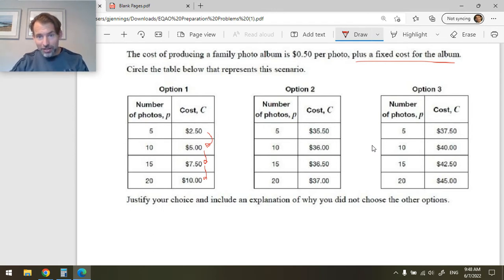This one, we went no. This one is going up by 50 cents for every 5 photos, not 50 cents per photo. Okay, so it must be this one that's correct. Yeah, this one's absolutely correct here.